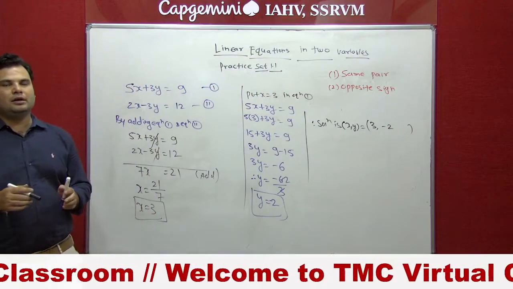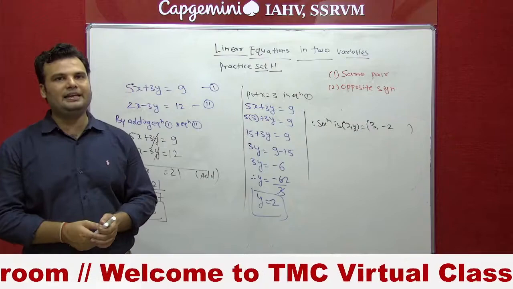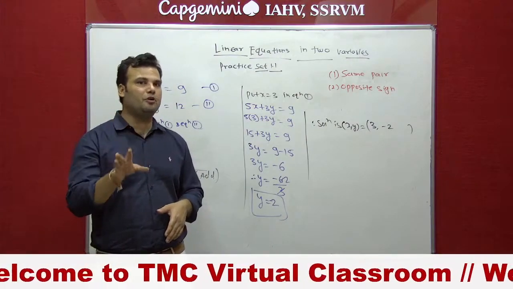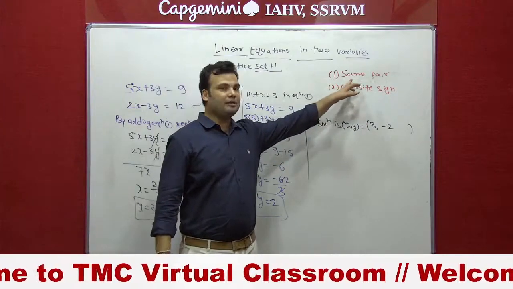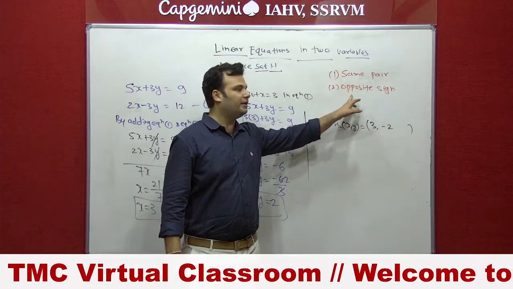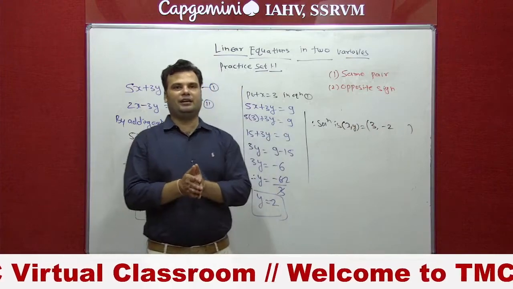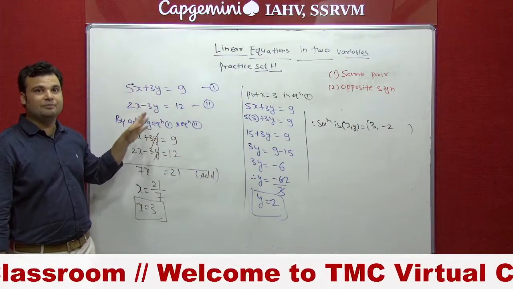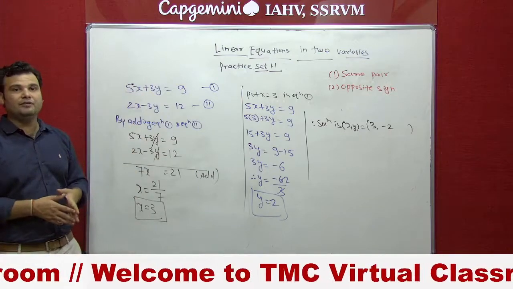Whenever you want to solve any linear equation in two variables, student, this sum is very simple. You have to remember two important parameters. First, again I am repeating, same pair, and second one is opposite sign. Same pair, like in this part you can see 3y and 3y, it is the same pair, and the second parameter is we require opposite sign.